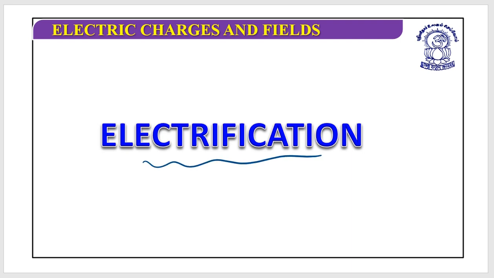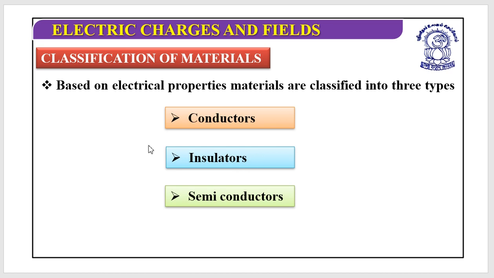That is electrification. How is it done? Did you try it before as well? Based on electrical properties, we define our objects in three terms. One is conductors, another is insulators, and the next is semiconductors. We are coming to electrification, but before this, we need to understand this. So let's get started with conductors, insulators, and semiconductors, and then switch to electrification.